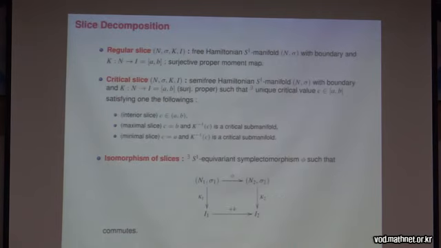So the strategy goes as follows. If we have some closed Hamiltonian S1 manifold, we divide our manifold into several slices, we investigate each slice, and we reconstruct our manifold using these slices. The resulting manifold is the same as the old one.